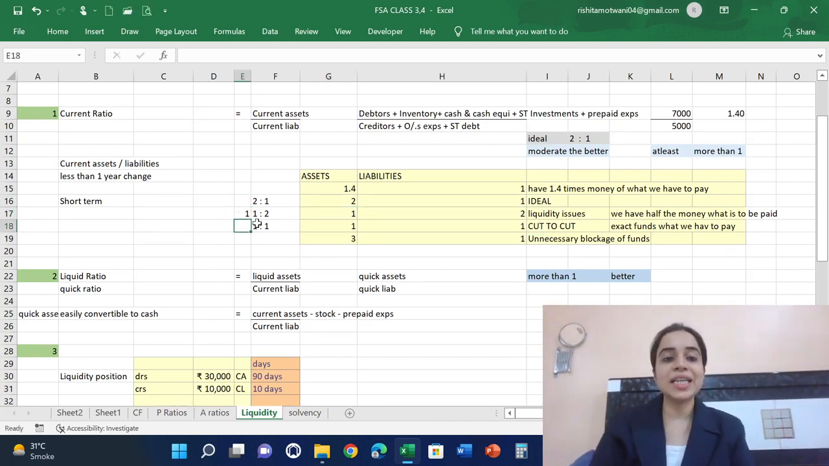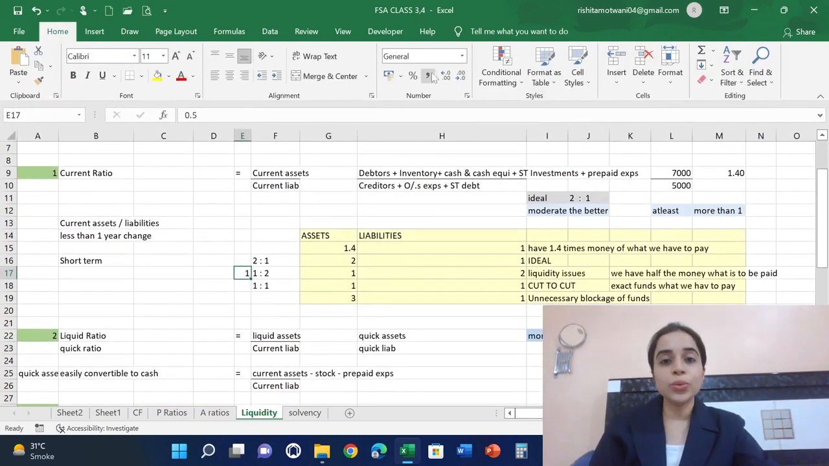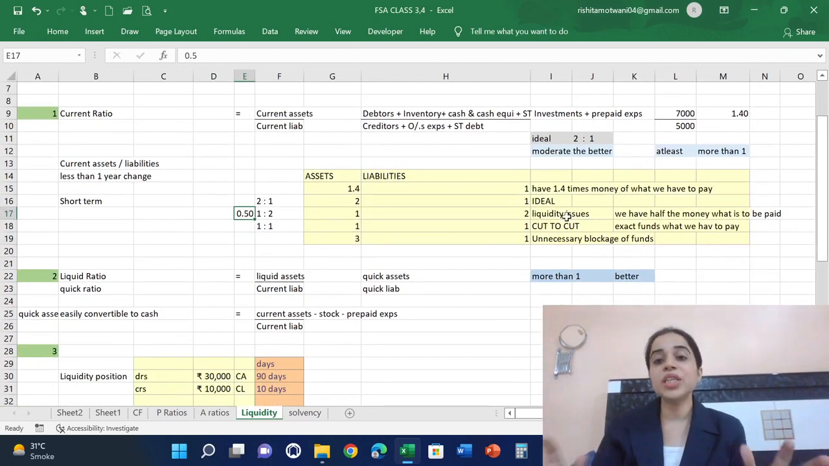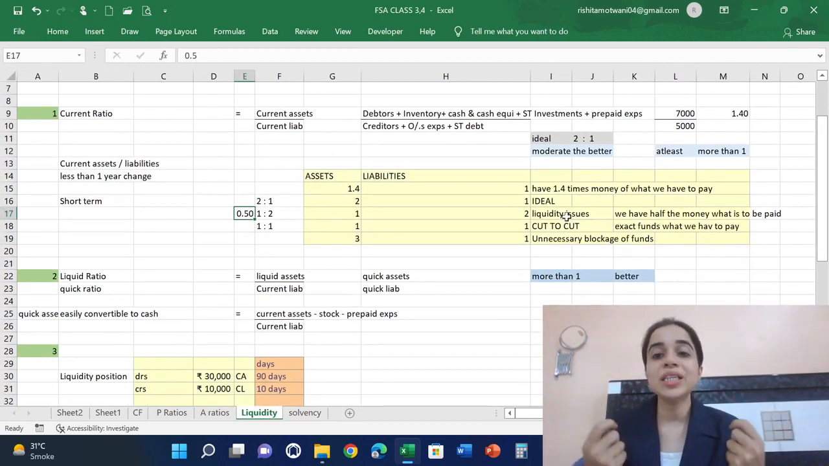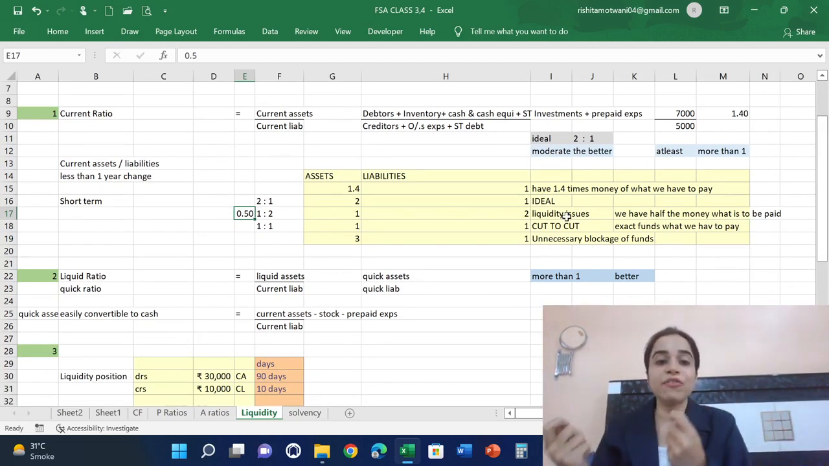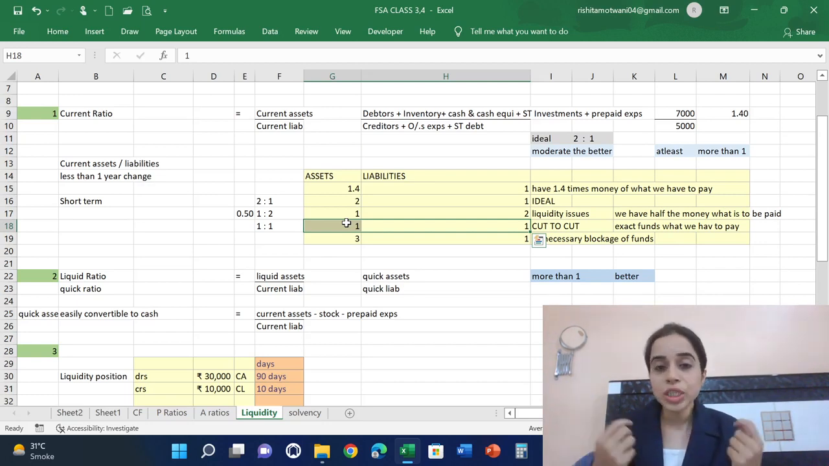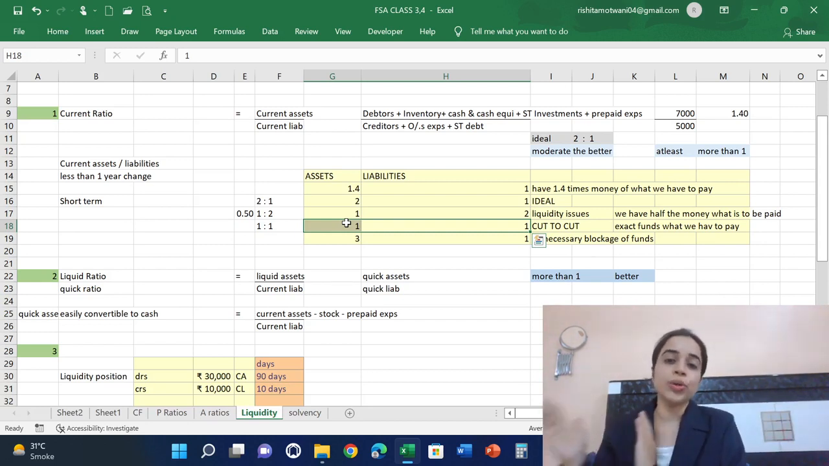That means anything less than 1. So when you get anything less than 1, what does that mean? The company is going to face liquidity issues to meet its liabilities. The company does not have as many assets as it has liabilities. What about 1:1? 1:1 will be very cut to cut. The company has the exact amount of funds, but what would happen in 1:1? If someone defaulted in current assets, the company would default on its payment.